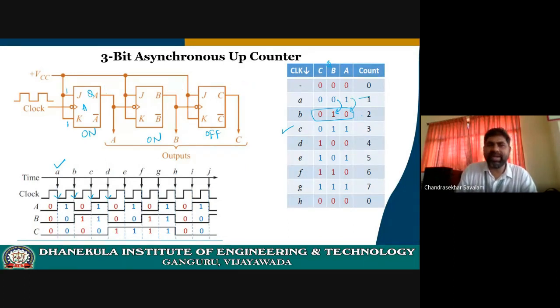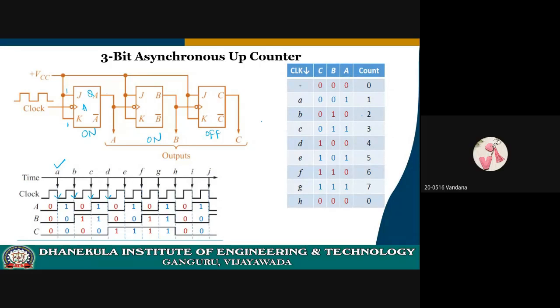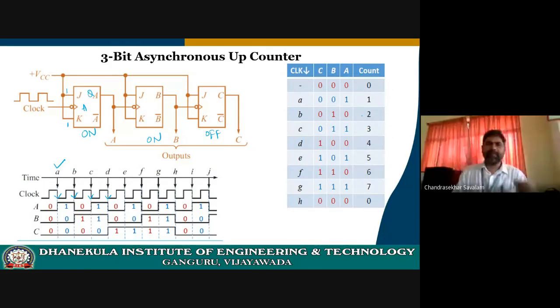Okay, students? See, this is very simple. You need to practice it because counters have many applications. That's why in the previous class I explained only the 2-bit counter, because you need to understand that. Next class, we are going to see the down counter as well as synchronous counters.